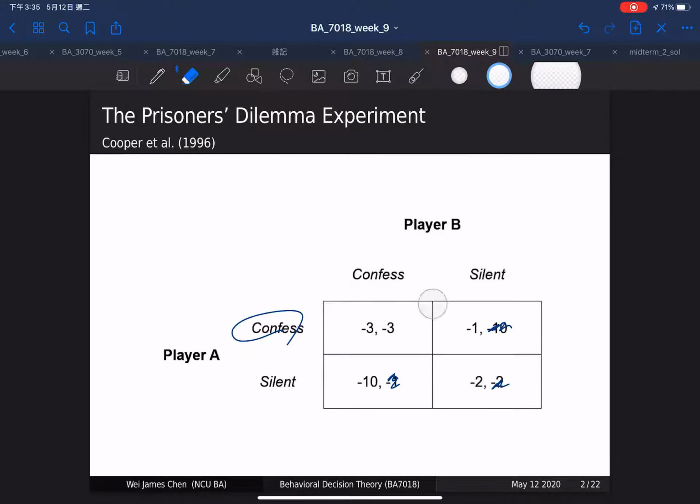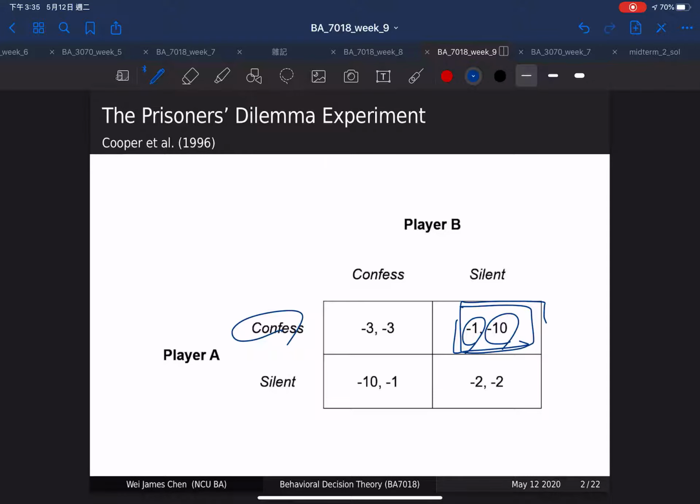But what is other-regarding preference? That means, for example, if we end up here, although I am so happy I only got a 1-year sentence, the other person got a 10-year sentence.